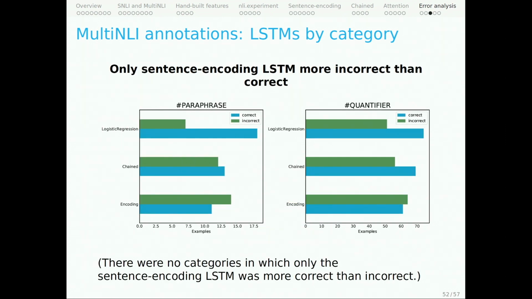And finally, here are the cases where only the sentence encoding LSTM was more incorrect than correct. So the other two models were better, right? This is our worst model, remember, and this is paraphrase and quantifier. I don't have a deep explanation for this, I guess, except that it's the worst of the three.